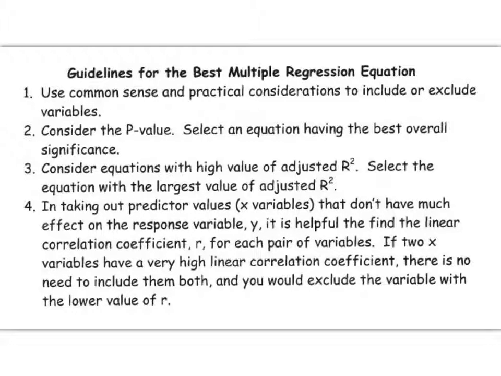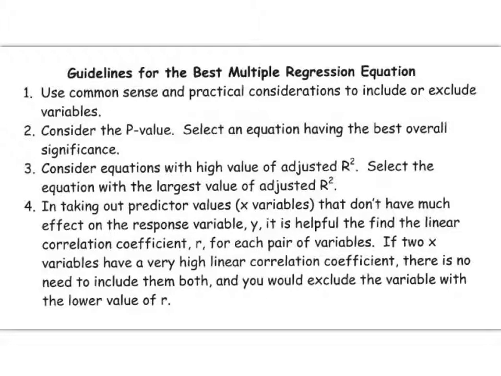Sometimes we have to take out some of the predictor values or some of the independent variables. Sometimes we think they are going to have an effect on the response variable, and it turns out that they don't, so we would want to eliminate those. Another reason we would eliminate them is if a pair of variables had a correlation with each other.